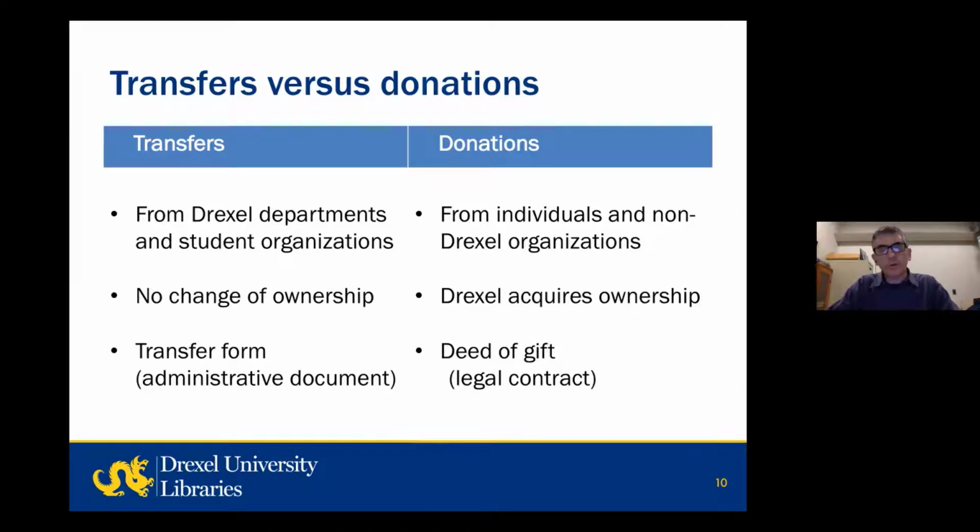When materials are transferred to the archives, they're being moved from one part of the university to another part, and we document that with an administrative form called a transfer form. When materials are donated to the archives, the university is acquiring ownership of materials that were owned by somebody else. That process involves drawing up a deed of gift, which is a contract between the donor and the university transferring legal ownership of the material.